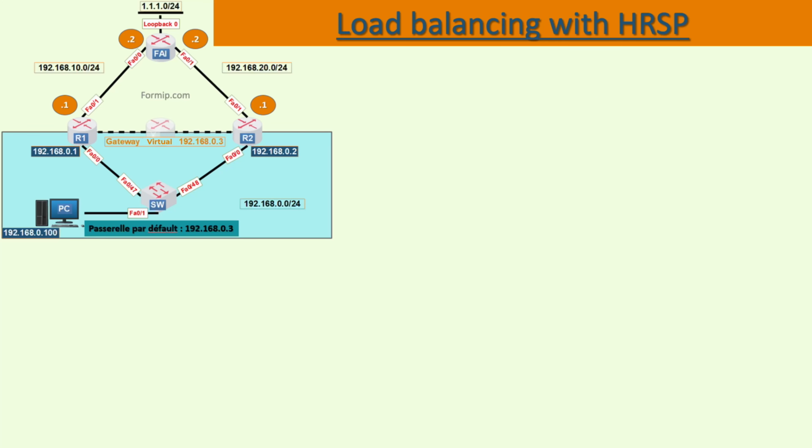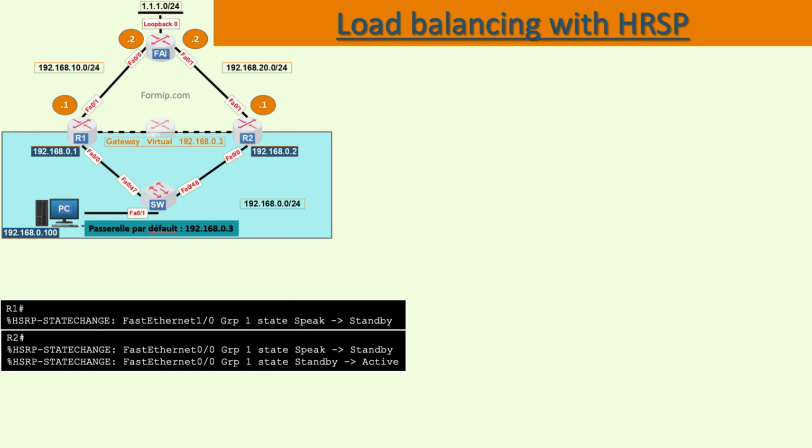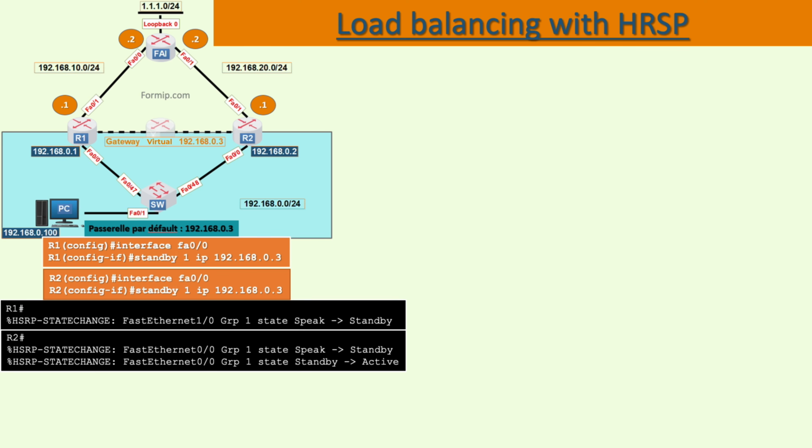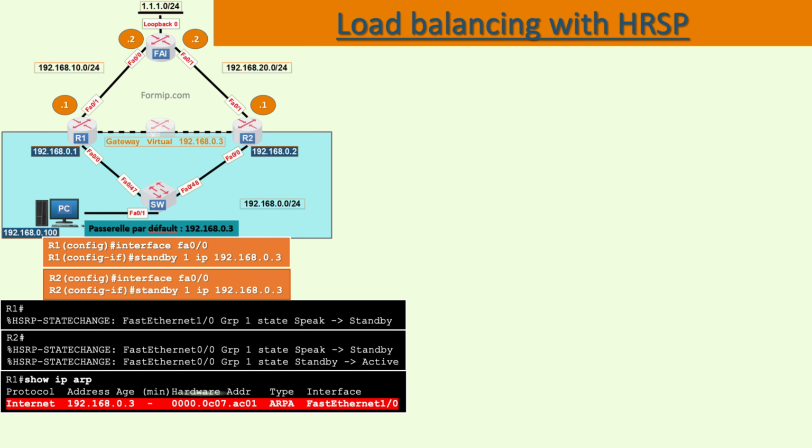Now, let's go into a little more detail. Here, our active router is 2, and router 1 is in standby mode, and we configured HSRP on both routers. We will now analyze the ARP table of router 2 by doing a show ip arp. Here we can see our virtual address, 192.168.0.3, which is associated with a MAC address, which is also virtual. HSRP uses the MAC address 0000.0c07.ac plus the HSRP group. In our example, we had set up group 1.